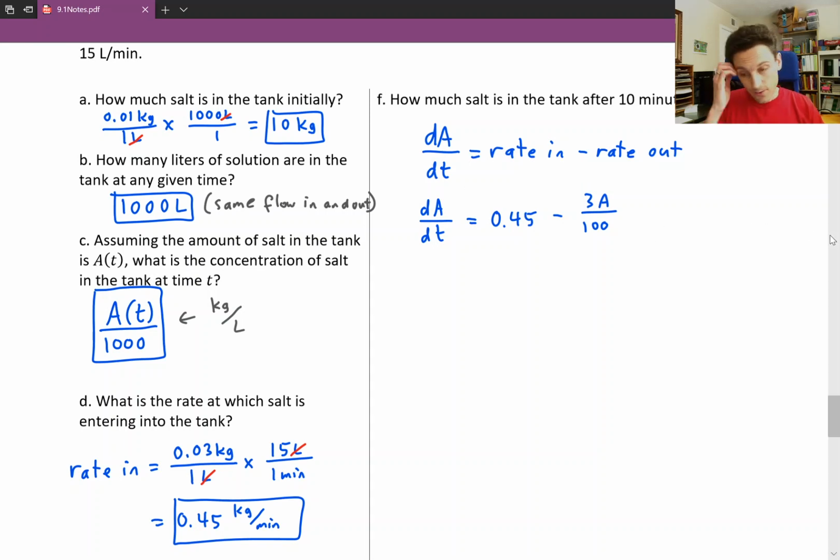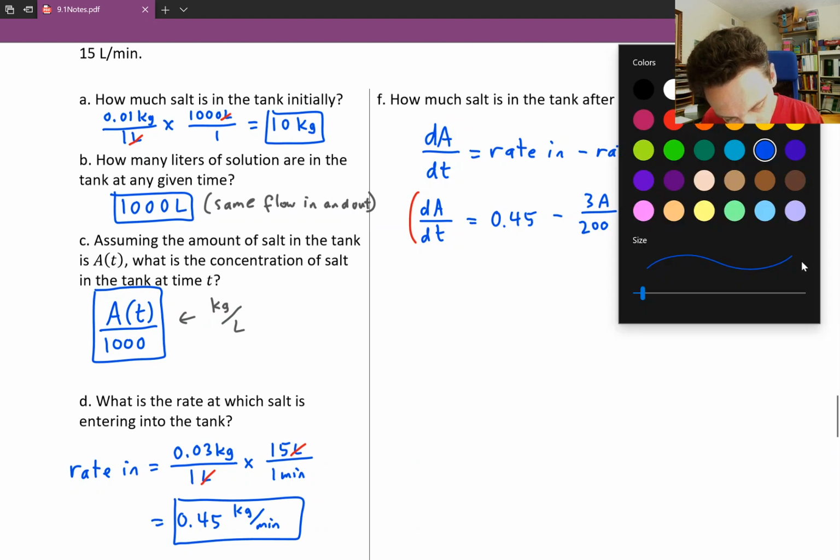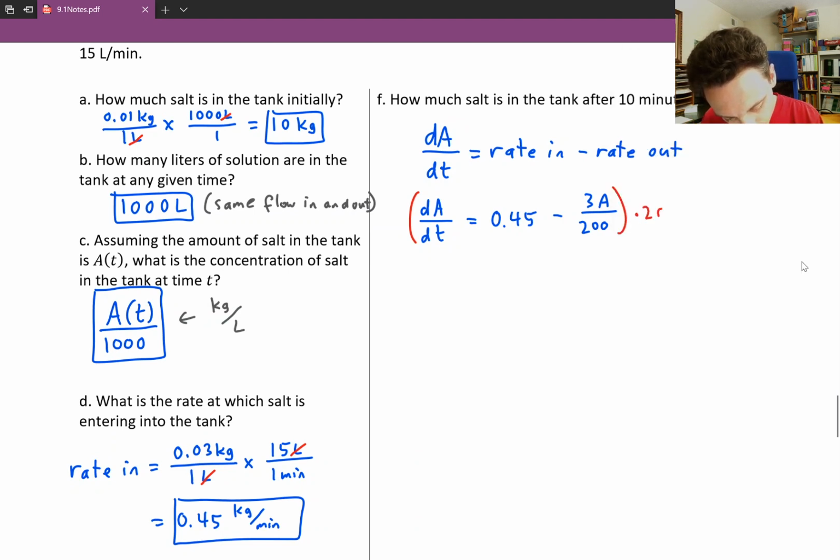Now to solve this differential equation, it turns out we can solve it as a separable differential equation. But first let's get rid of this fraction. It's kind of annoying to have that fraction there. I'm going to multiply both sides through by, whoops, this is supposed to be a 200 on the bottom. I'm going to multiply both sides through by 200, and get 200 dA over dt equals 200 times 0.45, which is 90, and you have minus 3A.